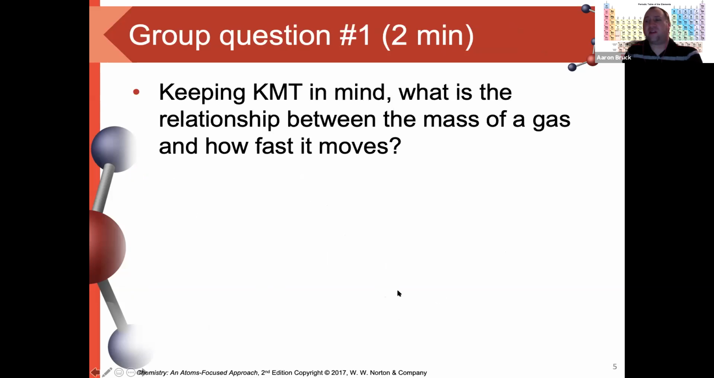And so the first thing that we're going to look at, I want to point this at you. What is the relationship between the mass of a gas and how fast that gas moves? And so take a couple of minutes, talk amongst yourselves. So if you are muted, please unmute and try to come into the conversation. What's the relationship between the two?